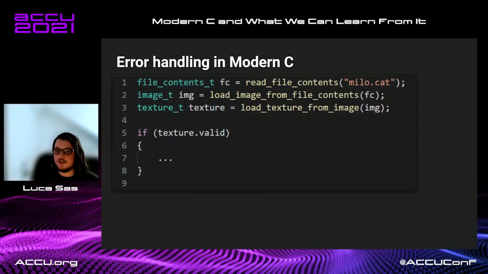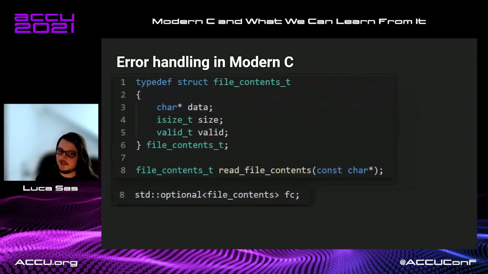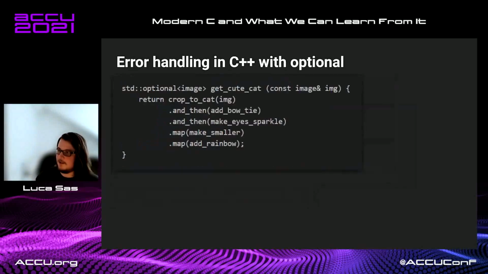And the way this works is that if there was a failure at any point in this code, so say the file contents were not loaded or the image was not decompressed correctly, then that certain struct will be invalid. And then when I pass it to the next function, it will check whether the data that it's working with is valid or not. And if it's not, then it will simply return it. And this is quite similar to std::optional from C++.